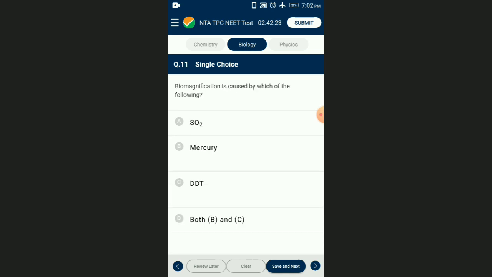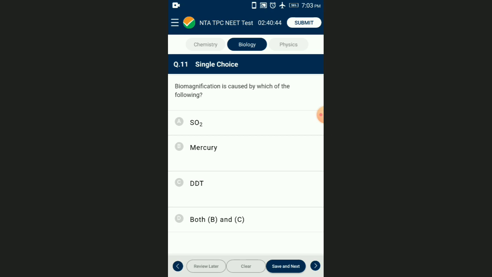Question number 11. Biomagnification is caused by which of the following? Biomagnification refers to the increasing concentration of toxins such as pesticides like DDT, BHC, that is benzene hexachloride, copper sulfate, and aldrin, or heavy metals in the tissues of tolerant organisms at successively higher levels in a food chain. In the fat containing tissues of organisms, these pollutants generally accumulate.